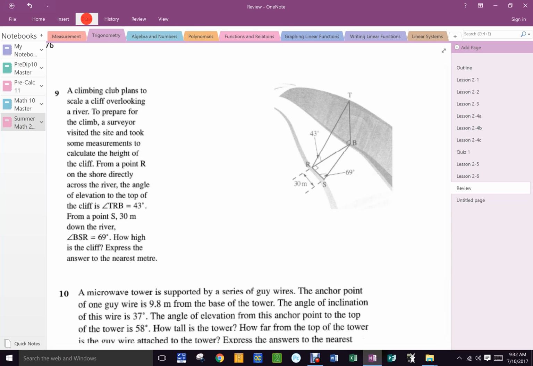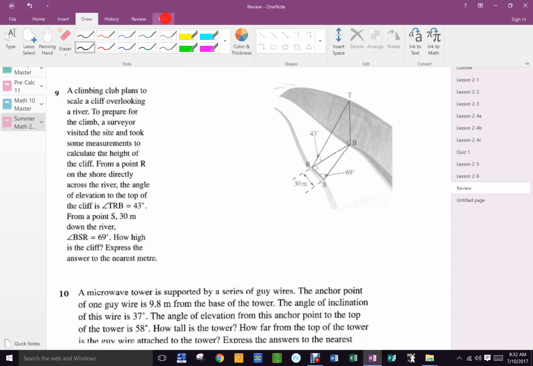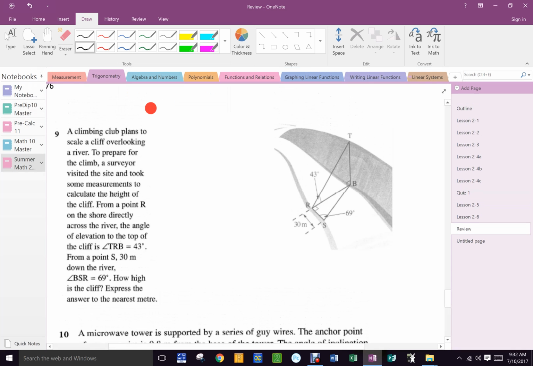So, I don't know why that's disappearing on me. I want that to not disappear. I do not want to collapse the ribbon.